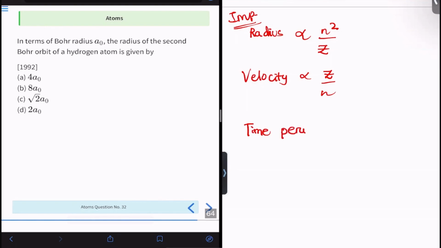Time period of an electron is proportional to n cube upon z square. Related to these formulas, please guys, whatever formulas you get while solving questions, make a note of them. It will be helpful for you at the end to revise. So make a formula copy for each and every chapter.